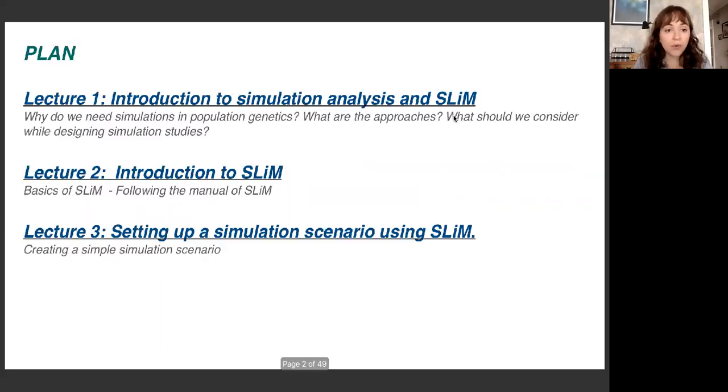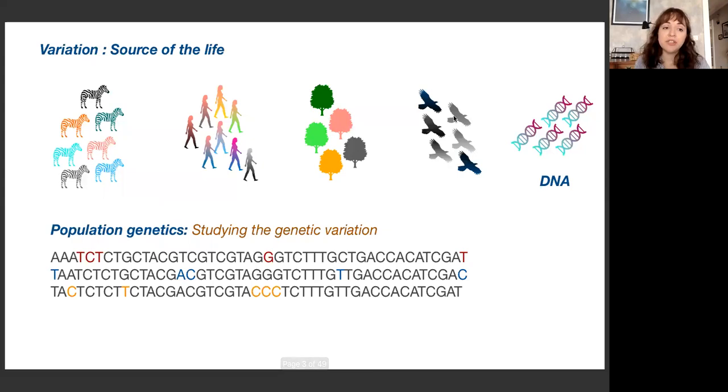So let's start. This is the plan of today's lecture. At first, I would like to tell you why we need simulations in population genetics and what the basic approaches are, as I said, and what parameters we should consider while designing the simulation study. So we decide to run a simulation study, but while designing our simulation, what should we consider regarding the population properties? And then we will learn about what SLiM is, and we will follow the manual of SLiM a little bit. And then we will create a simple simulation scenario together.